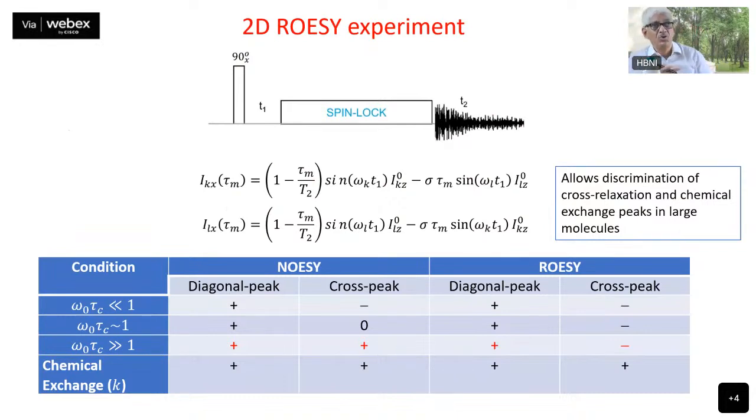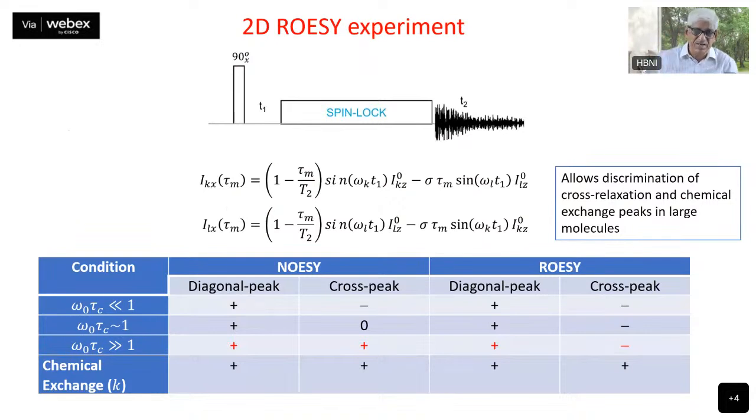So when do we do 2D ROESY? The ROESY experiment we do in small molecules when you get zero intensity. Often in the NOESY spectrum, sometimes you may get zero intensity, and you may think that the distance is very large and therefore the peak is not there. But that is not the case. It may be because omega tau c is close to 1 and you will have an NOE intensity close to 0. So in such a situation, the 2D ROESY experiment becomes important.